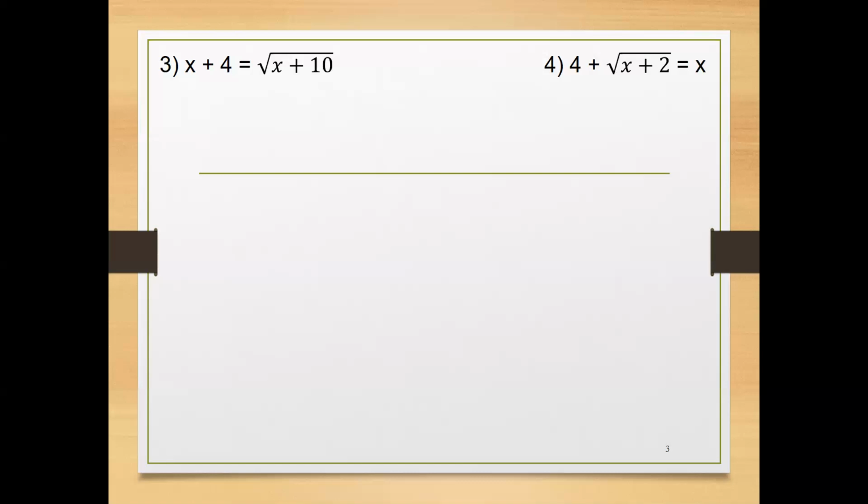And then the right side really means I have x minus 4 times x minus 4. So x squared minus 4x plus 16. So when I combine like terms, I'm going to have x squared minus 8x plus 16.